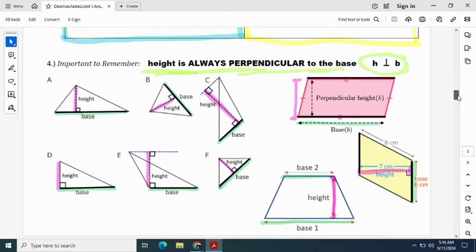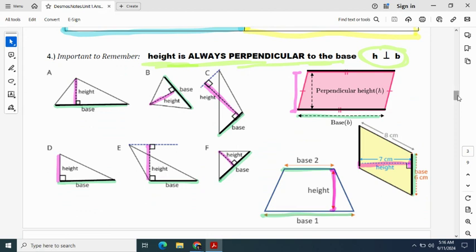Now, the last important fact is important to remember: the height is always perpendicular to the base. Height is always perpendicular to the base. Remember, this symbol represents perpendicular, and if you notice, it forms a right angle. So if I look at this triangle in A, this is the base and this is the height.